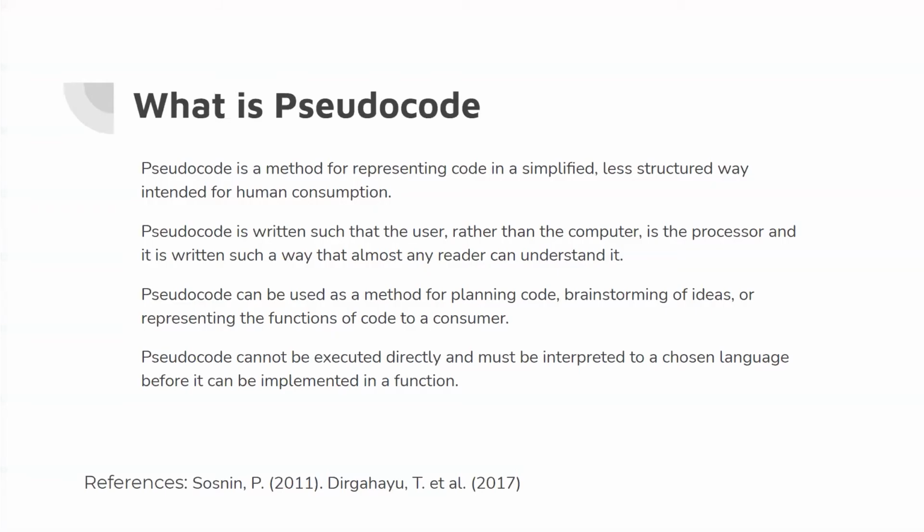So for starters, what is pseudocode? Pseudocode is a method for representing code in a simplified, less structured way intended for human consumption. Pseudocode is written such that the user, rather than the computer, is the processor, and it is written in such a way that almost any reader can understand it.